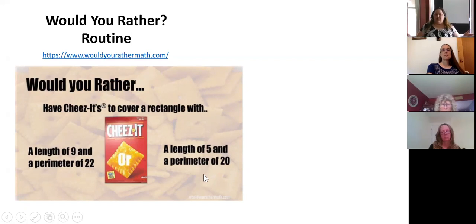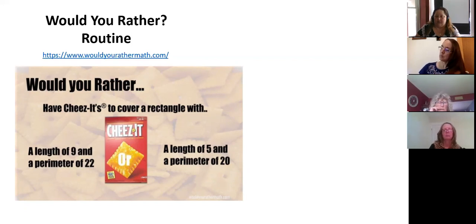So it's a which one would you rather have? Well, many people might say, I'd rather have the 25 Cheez-Its. It's more. But somebody who doesn't like Cheez-Its might say, I'd rather have the 18, right? So it's their justification as to which one they would rather have. But think about the mathematics that a student needs to do to figure out the math of why they would rather have one versus the other.